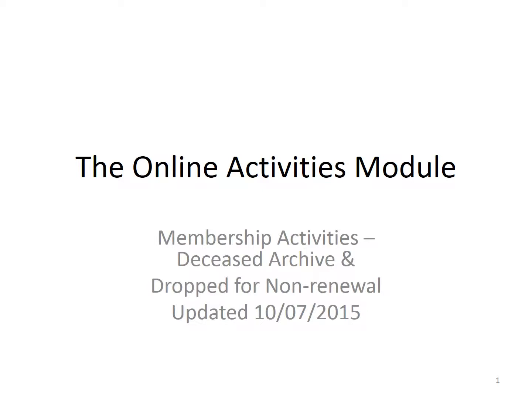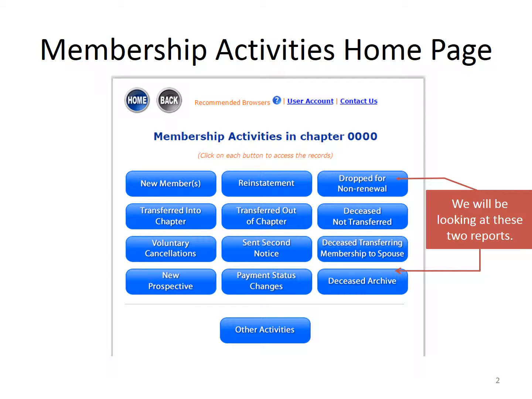This presentation will cover the deceased archive and the dropped for non-renewal reports. While they are slightly different, they do share the history icon, so we can discuss them at the same time. You can get both reports off the main OAM Activities menu.